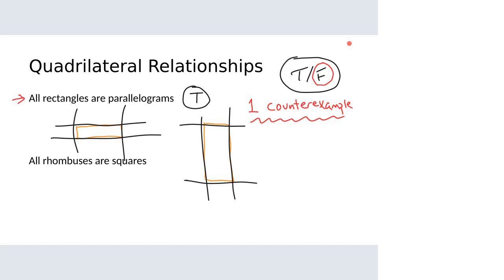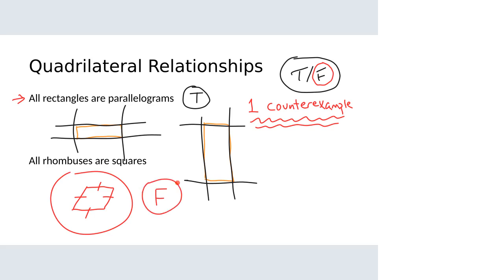Let's look at the bottom. All rhombuses are squares. So let's see. What I'm going to try to do is find a counterexample. I'm going to try to draw a rhombus that's not a square. All rhombuses are squares. So if I draw a rhombus, all four sides are equal in length. Well, that's not a square. It doesn't have right angles. Right here's my counterexample. So that is false. If I can find one counterexample, I can say that it's false.